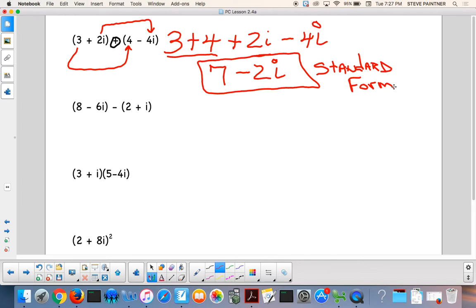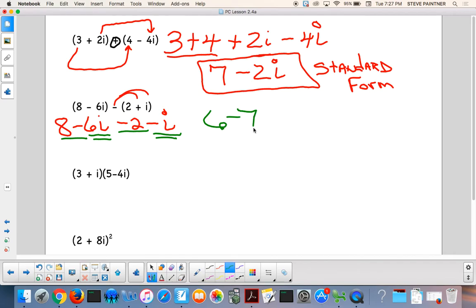Okay, this one is subtraction. Make sure you distribute it through. Negative 2 minus i. The rest of it can just be copied as is. Add the real parts. The real parts are this and this, so that's 6. The imaginary parts are going to be negative 7i. Okay?